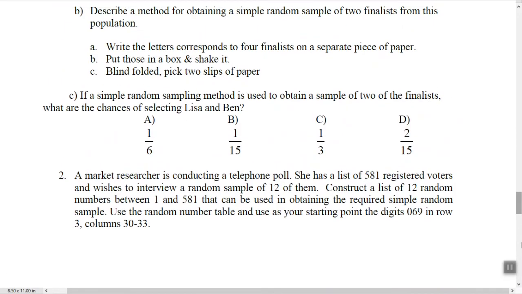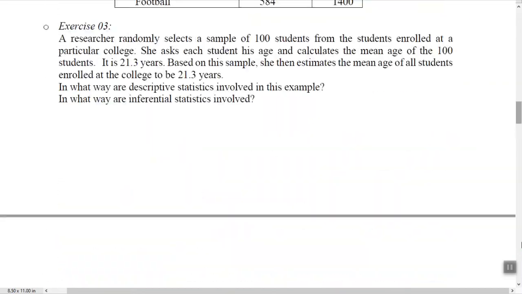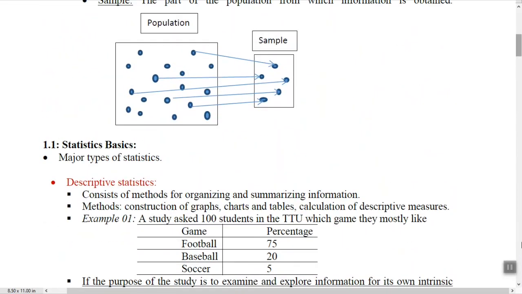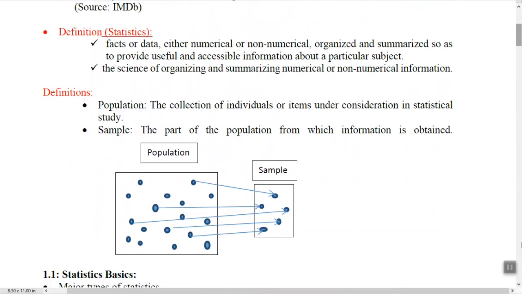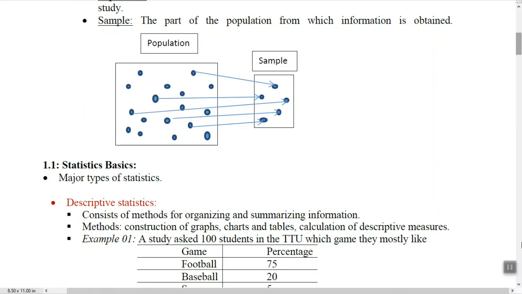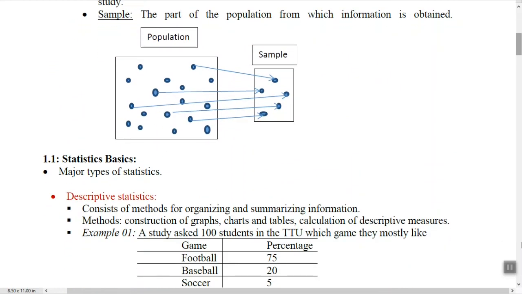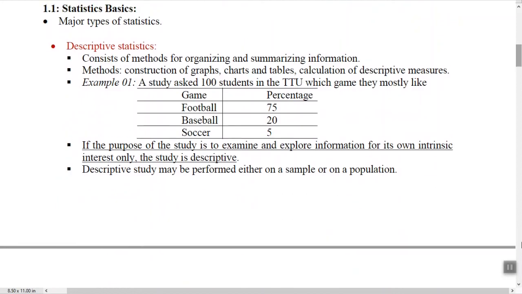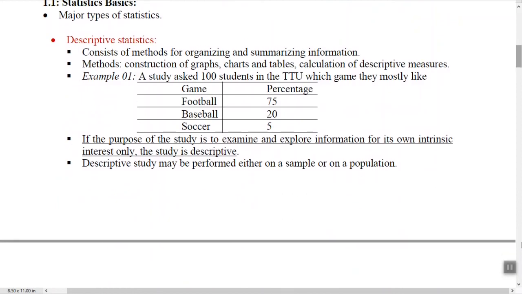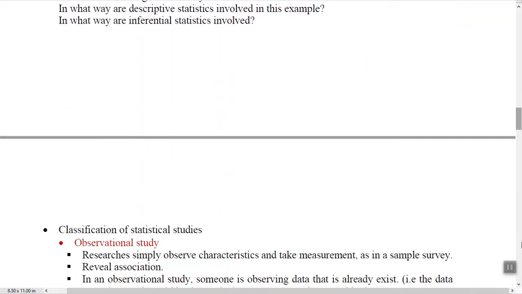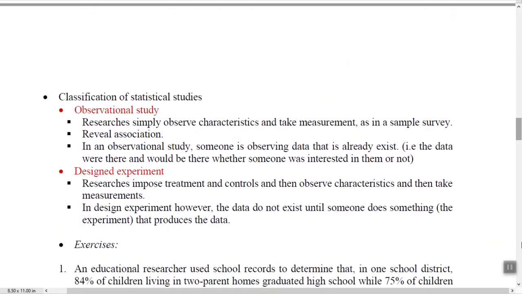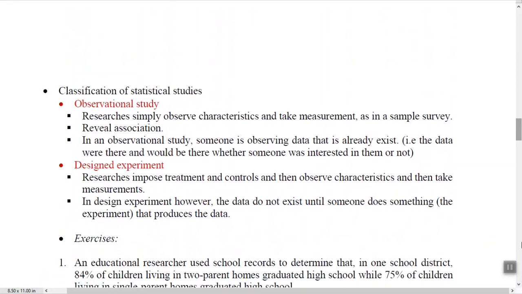Okay, I think I have explained everything very clearly. Let's review what I have discussed. I explained what statistics is, the definition of statistics, and what population and sample are, the most important terms in statistics. Then the major types of statistics, which are descriptive statistics and inferential statistics. And then I discussed the most important classification of statistical studies, which are observational study and design of experiment.